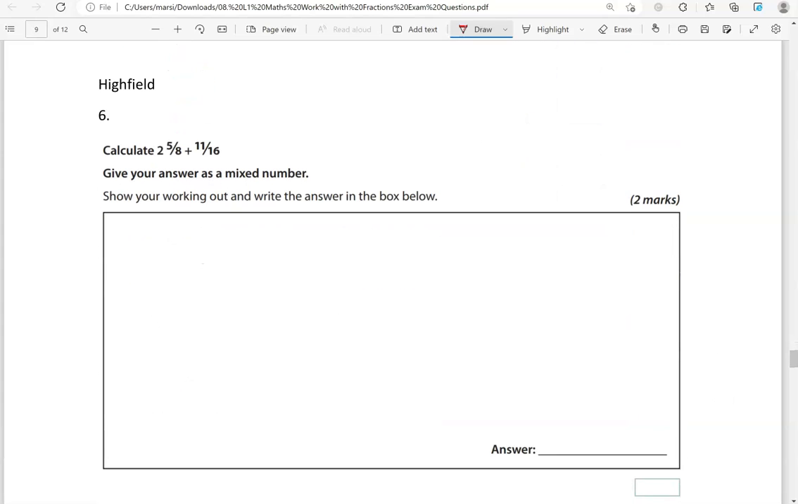Calculate 2 and 5/8 plus 11/16. Give your answer as a mixed number. Show your working out and write the answer in the box below. So we've got a mixed number and a fraction. I'm going to leave the 2 to one side for now, and I'm going to add 5/8 and 11/16.